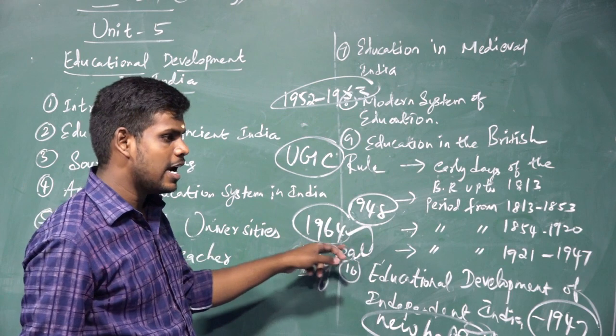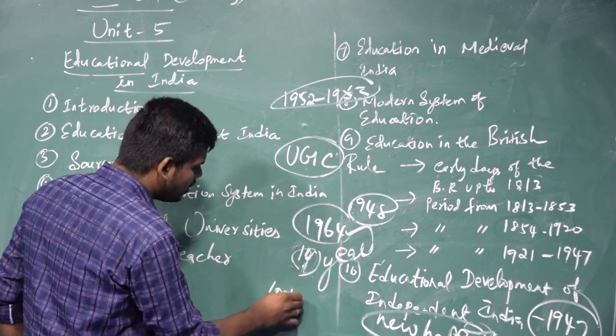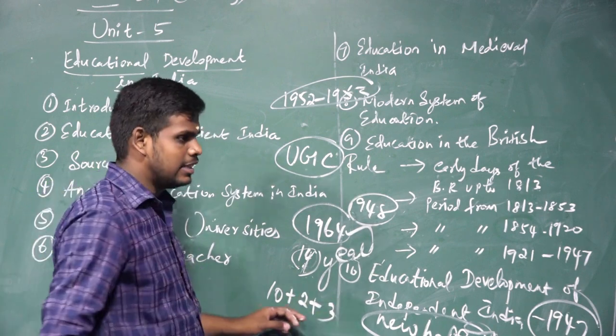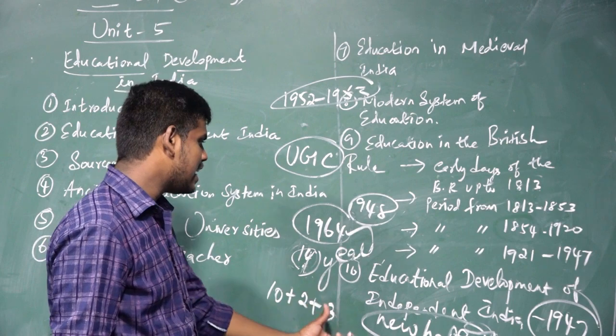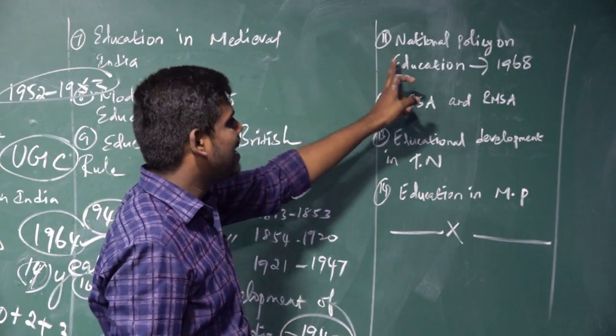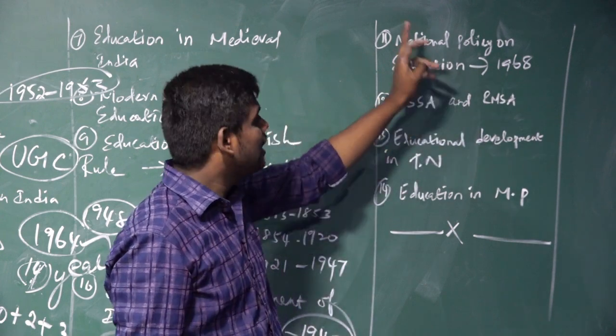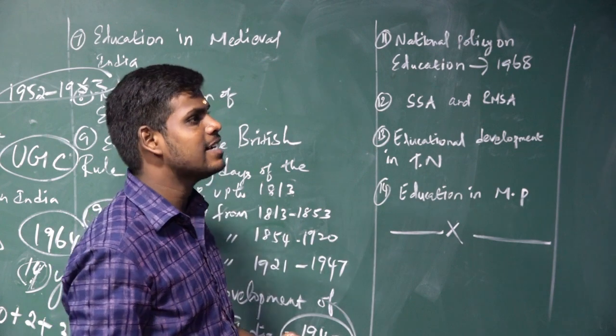So for 14 years they have a uniform educational structure. How did they calculate it? 10 plus 2 plus 3 pattern, as per the recommendations. So this is education and development in India. The next topic is National Policy on Education. The National Policy on Education started in the year 1968.